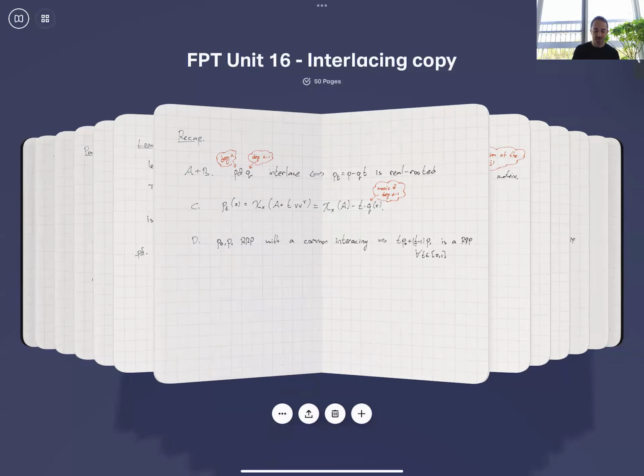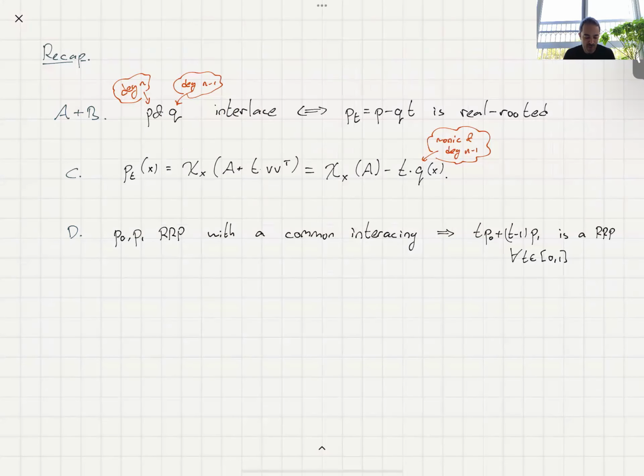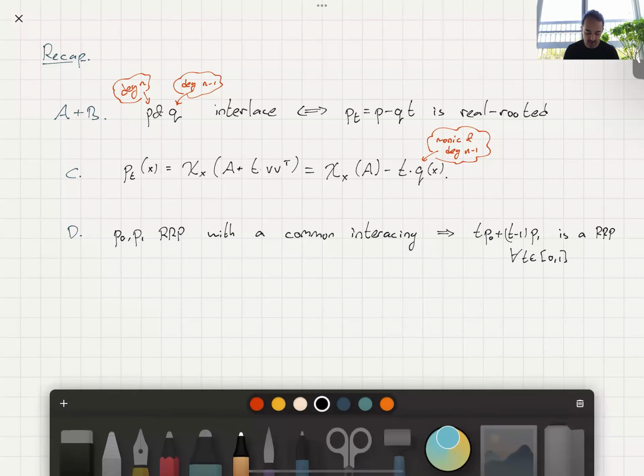Okay, now let's recap. Because we have 2 more lemmas, and I think it starts to get heavy mentally to keep all of them in mind. So the first 2 lemmas, A and B, just say that P and Q interlace if and only if Pt is real-rooted for every t in R. And actually, in one of the directions, we also used the fact, this is lemma A, that P interlaces Pt when t is larger than 0. That's what we'll need for the proof.